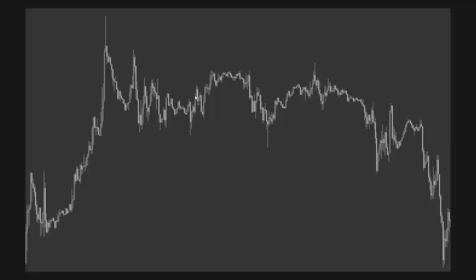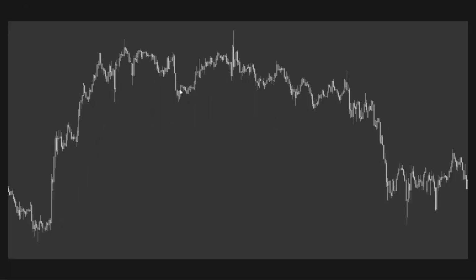I've got a few more examples of this kind of structure, which I'll show you now, just so that you're a little more familiar with what you should be looking for, because of course it comes in all different shapes and sizes. I think this is USD JPY. This is the structure which is holding up price.